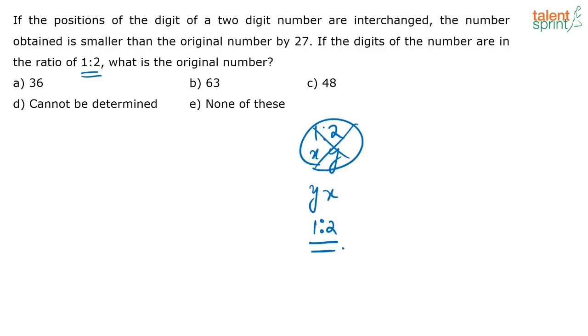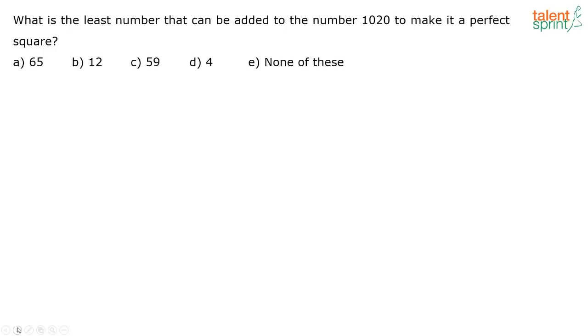Okay, let's look at the next question. This question is a very common question. I see such questions posted by a lot of you in the discussion forum. What is the least number that can be added to the number 1020 to make it a perfect square? How do you solve such questions?